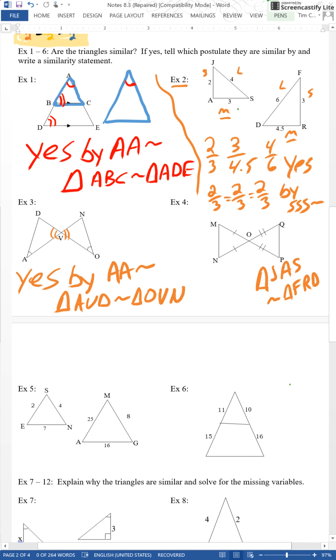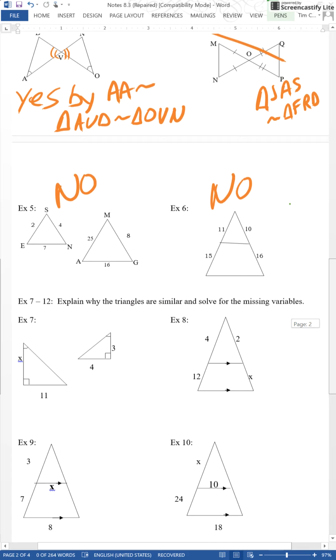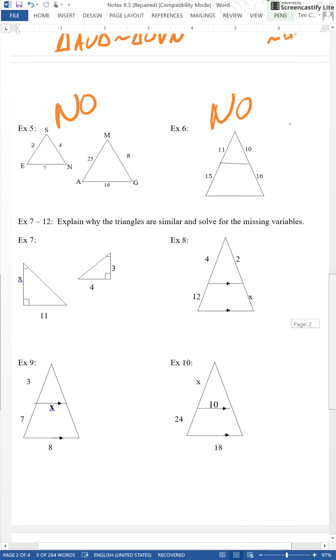Okay? I'm not going to do number 4. Let's take a look at maybe number 5. I'm going to write some answers. This one is no. You guys can figure out why. And number 6 is going to be a no. Okay? I'm trying to get some of these other ones done now.